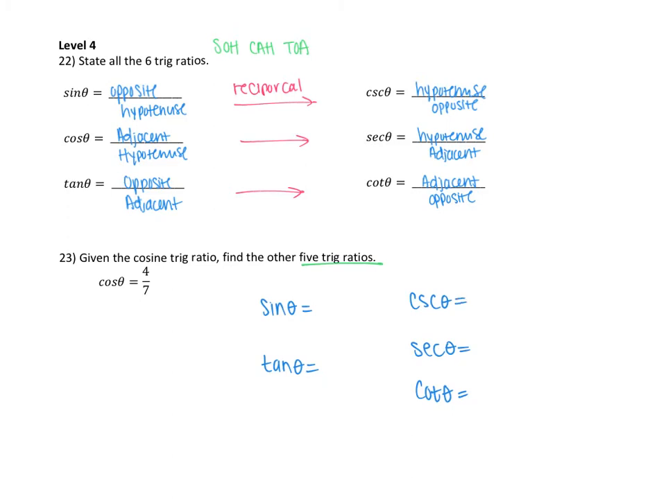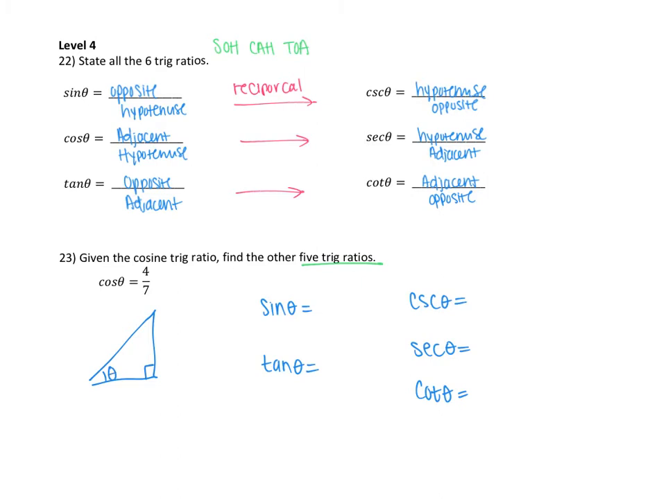So when I'm looking at sine here, I didn't mean to draw on that. I'm looking at sine. Sine is going to be opposite over hypotenuse. But all I'm given is 4 over 7 for cosine. So what I have to do is build a triangle.